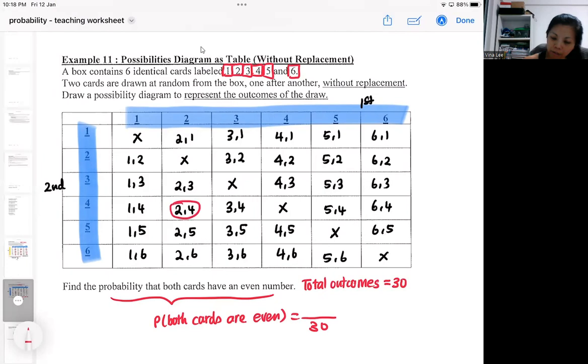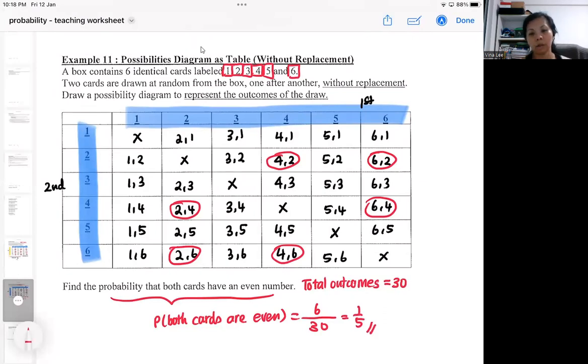So you still go and count how many outcomes will be both even numbers. So both even numbers, you count as per normal, go and circle it up. You realize that you also got fewer outcomes where both cards are even. So you got 6. So the final probability is 1/5. So with or without replacement, it affects the total outcome, and also it affects the possible outcome that we are looking at as well.